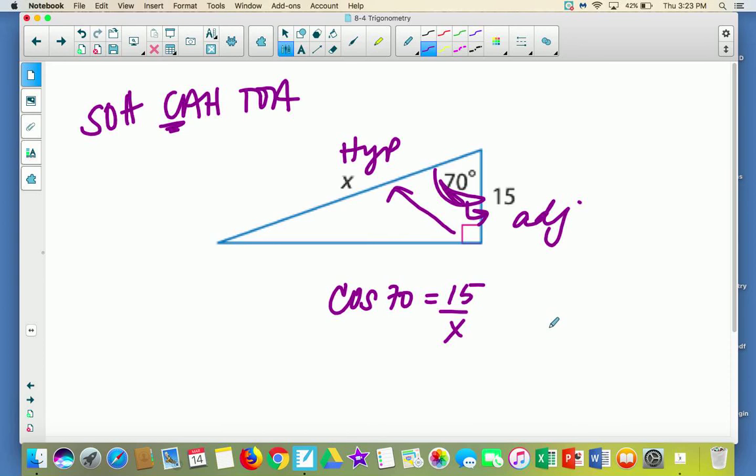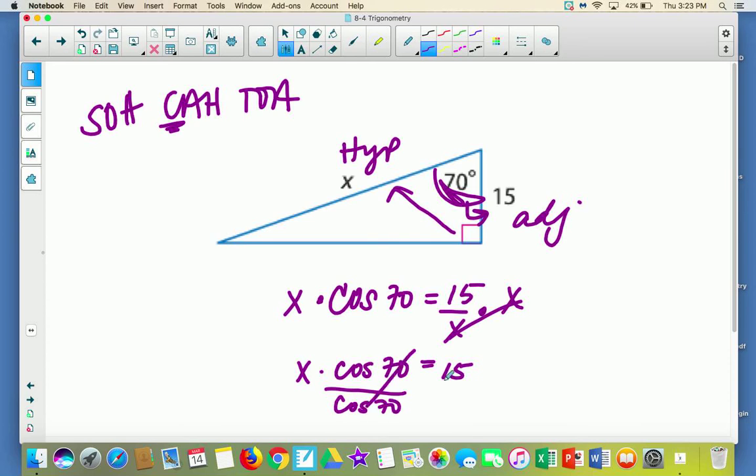Now, we have x in the denominator. That's very interesting. So we need to get x out of the denominator to solve for it. So we're going to multiply by x on both sides. So we have x times the cosine of 70 equals 15, because you can't solve for x when it's in the denominator, so we got to get it out. Now, how do we solve for x? We're going to divide by the cosine of 70.